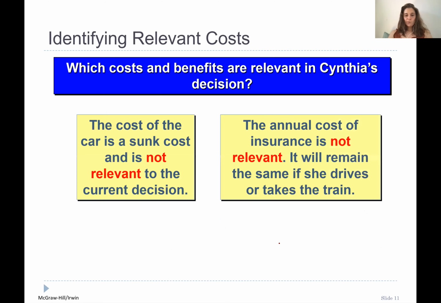Let's move forward. So which costs and benefits are relevant in Cynthia's decisions? Let's just repeat that one. We already discussed in detail. So the cost of the car is sunk cost, right? And is not relevant. Whether she goes by train or by own car, she already paid the price of the car. Annual insurance is not relevant, because in both cases these are unavoidable. Whether she goes by train or not, she already paid the whole year insurance, so it remains the same if she drives or takes the train.